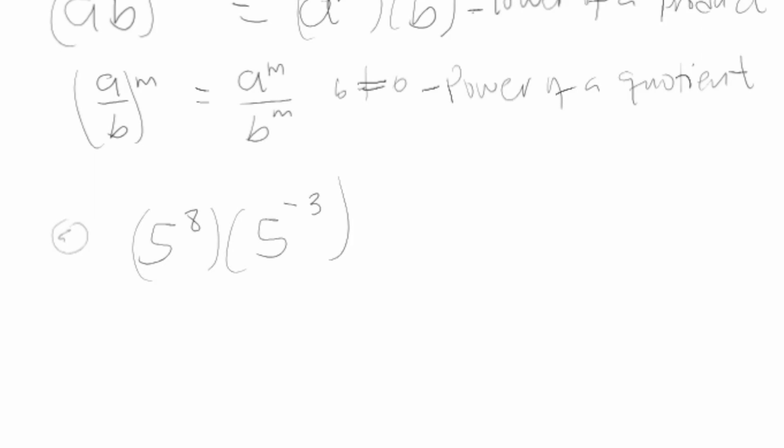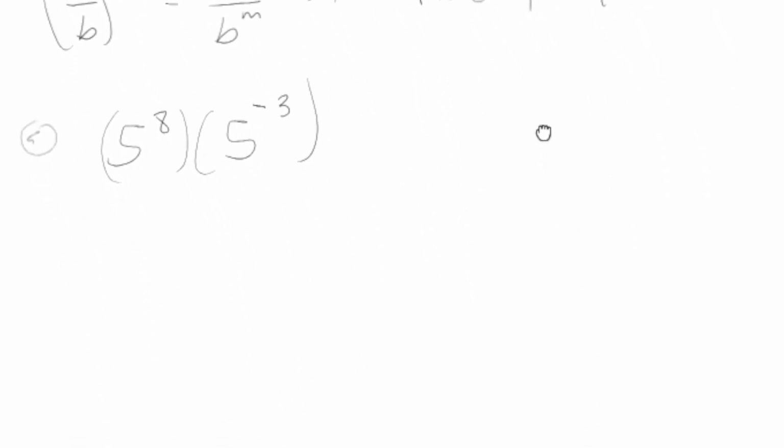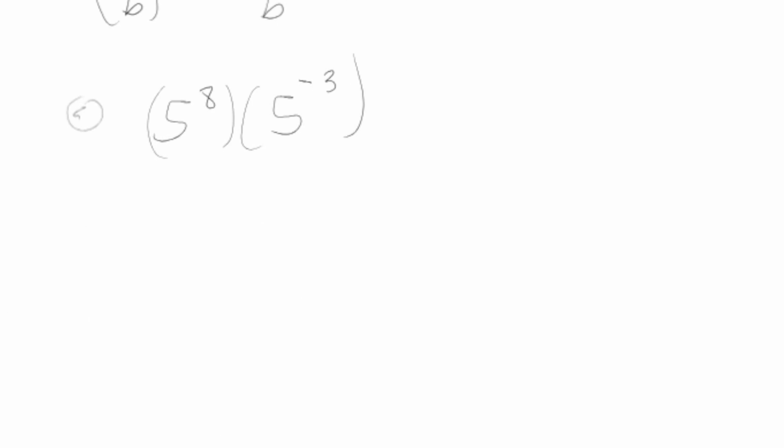Looking at this question, you could see that they have the same base. So we can apply the product of powers. The solution for this one, we're going to have 5 exponent 8 plus negative 3. And this one's going to give us 5 exponent 5, which is 5 times 5 times 5 times 5 times 5. So we use the product of powers.